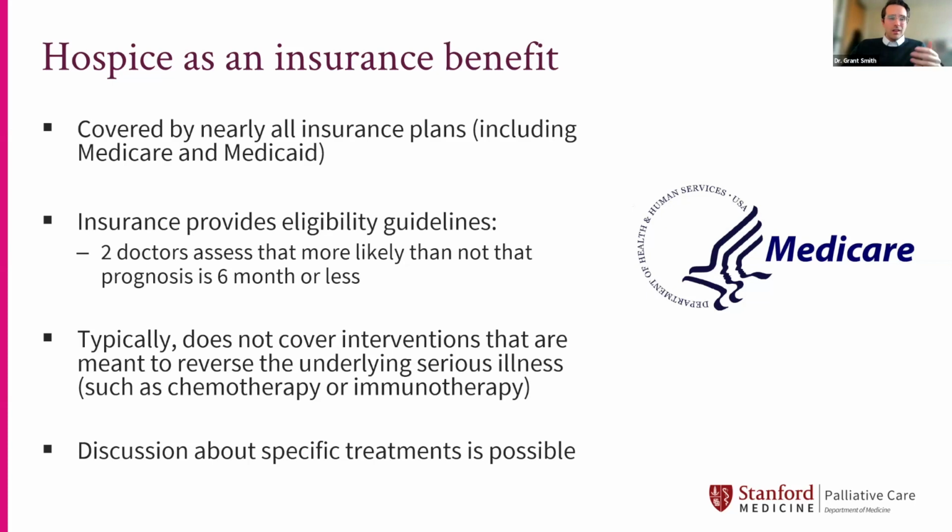One thing that is maybe a little less relevant to dementia care is that hospice typically doesn't cover interventions meant to reverse the underlying serious illness. In oncology, this is really clear: they won't cover ongoing chemotherapy or immunotherapy. In dementia, it's less clear, since unfortunately we don't have a curative medication, so there's not as much of that coverage. But it's always a good conversation to have before enrolling in hospice.